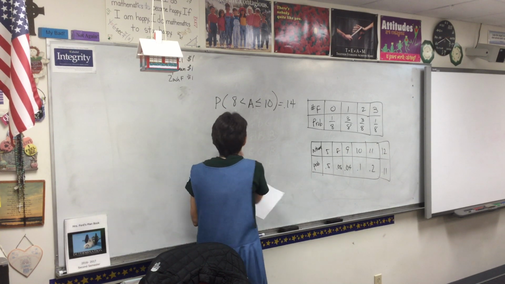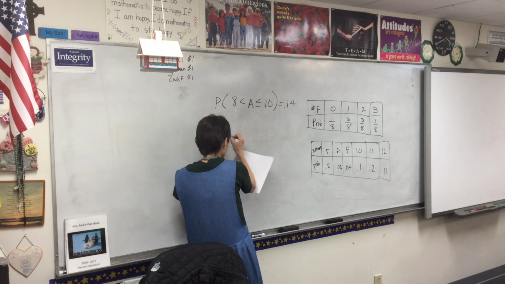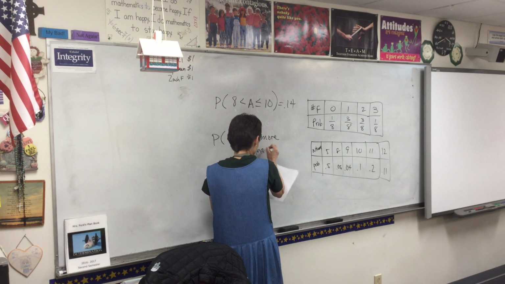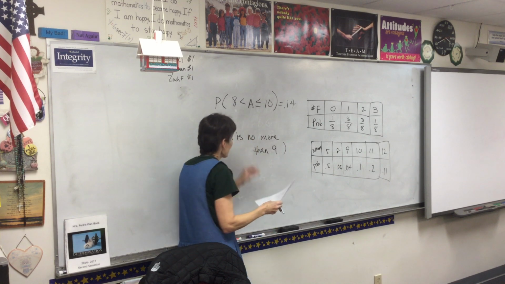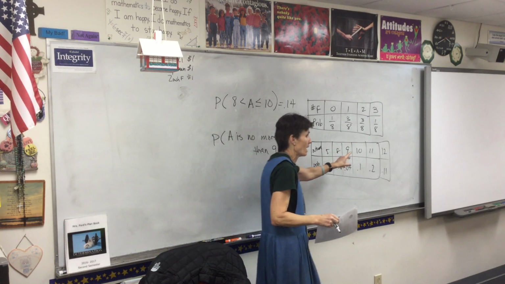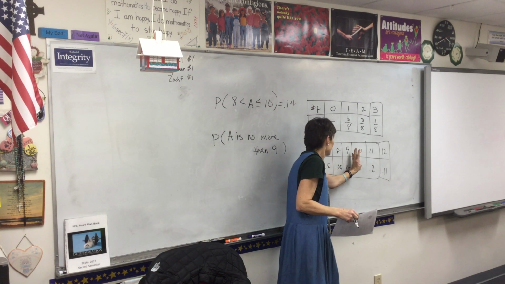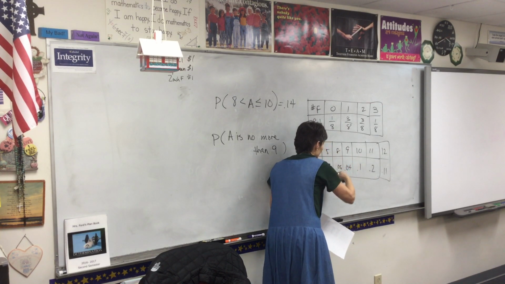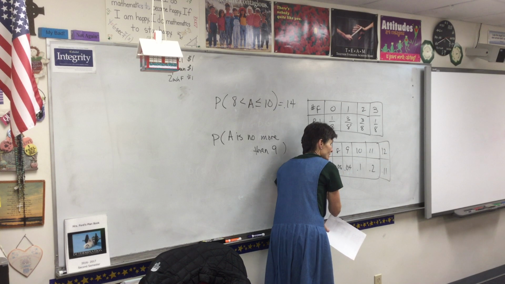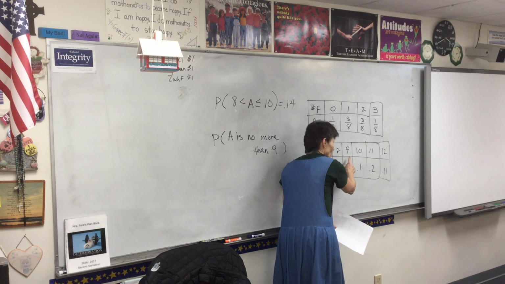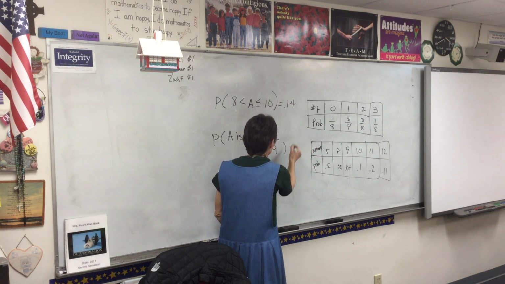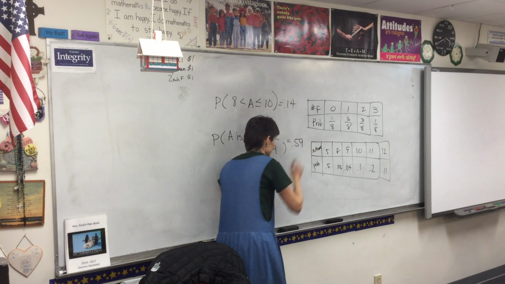All right. Find the probability. A is no more than 9. Now, what does that mean? No more than 9. It's this part right here, right? So what am I going to do with these numbers? I have to be a 5 or an 8 or a 9. So I'm going to add them up, and that is 0.59, Sam says.